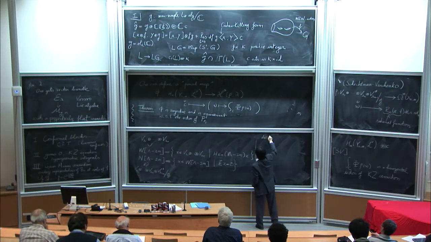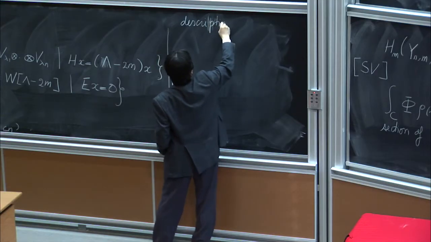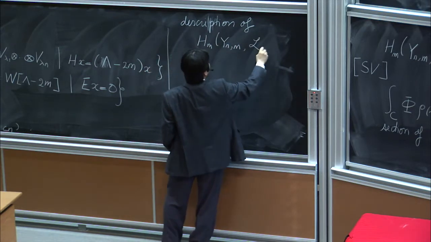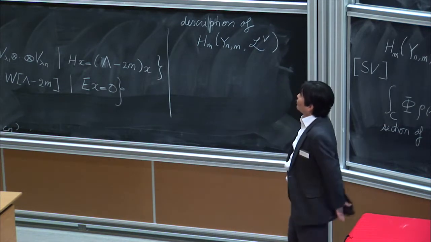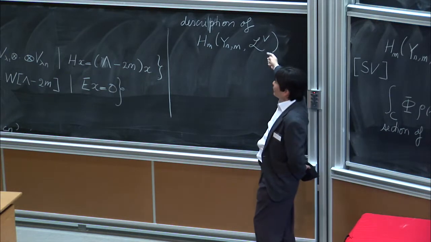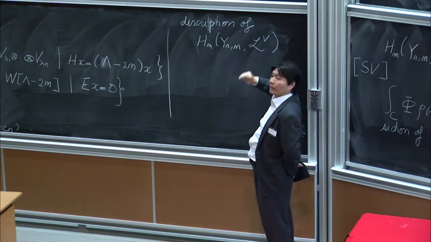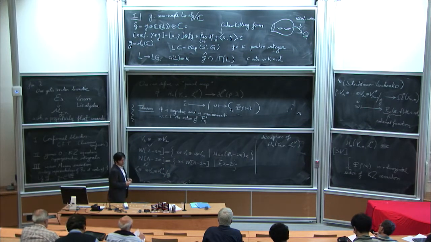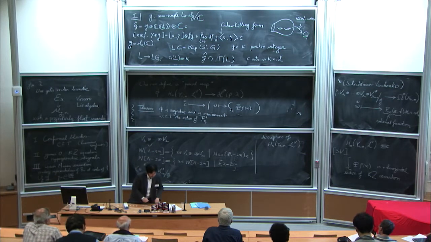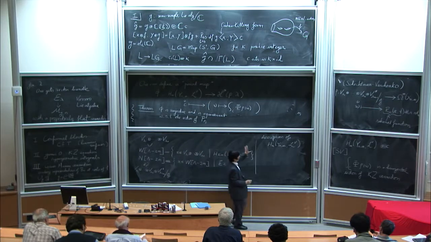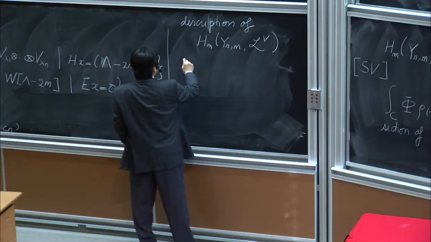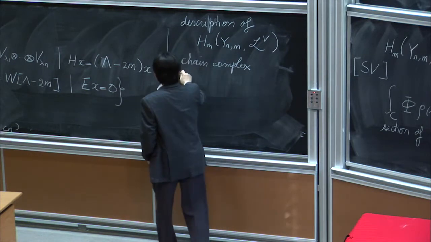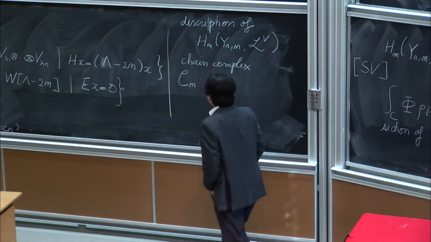So for generic parameters kappa, this space is locally generated by bounded chambers. But in our situation, the parameter is not generic, so we don't have a general prescription for describing this. But we define some kind of chain complex. And the important part is the C_m part.